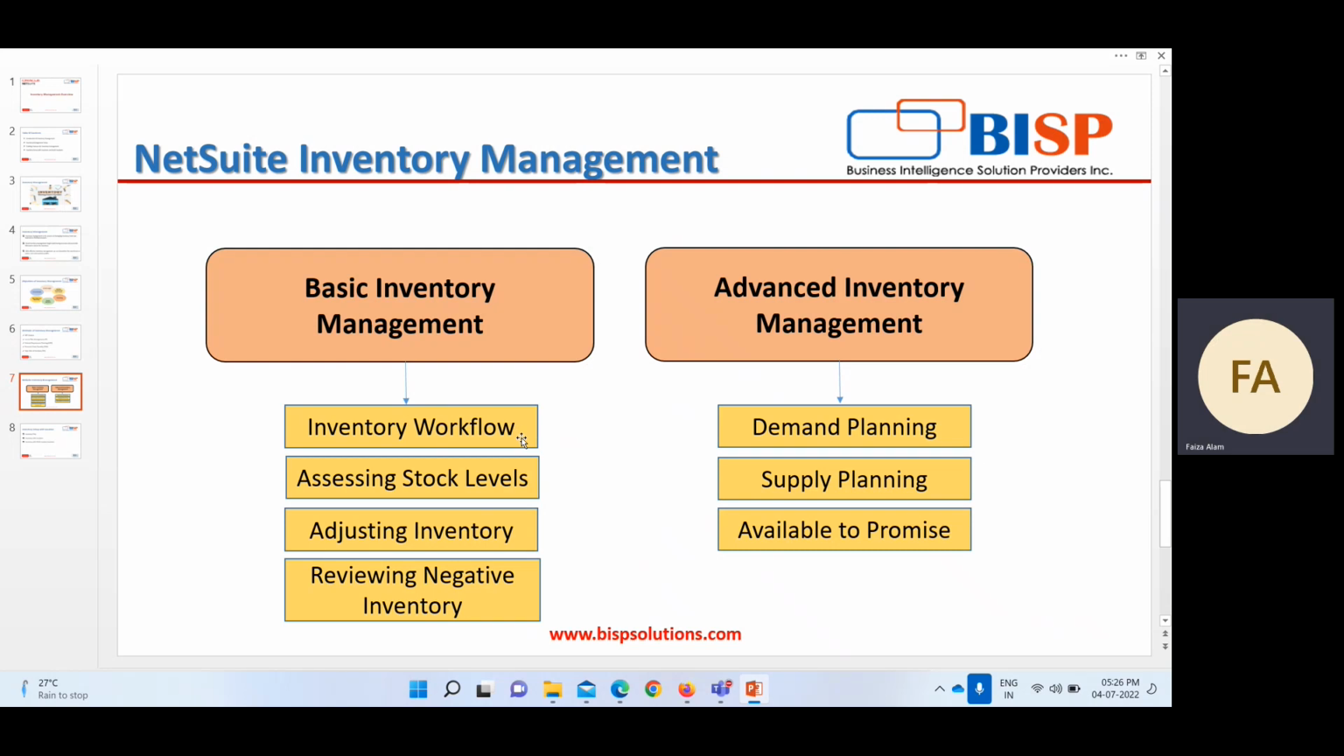Then we have the assessment of stock levels. There are various terminologies or jargons that are used, and we should be familiar with them. Like quantity available, quantity on hand, quantity committed, quantity back ordered, reorder point, preferred stock level, safety stock, quantity on order, quantity to order. These are the various terms based on which the stock level is assessed.